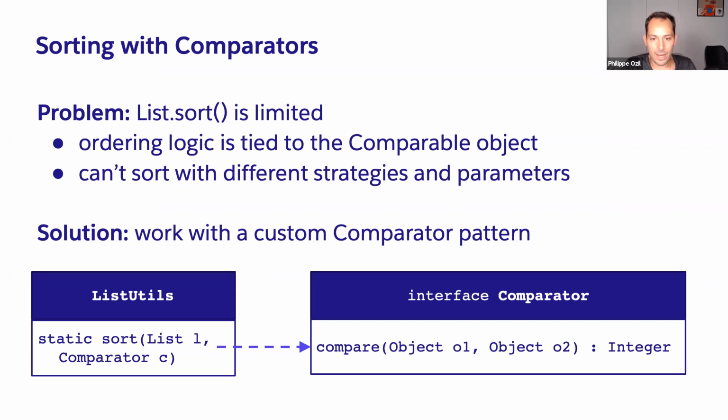It's actually defined not at the list level, but at the object level, whether it is an account or a string. And so you cannot really change your strategy. It's tied to the object that you're sorting. There's no way to pass parameters or to change it. So if you want to sort the same objects, but in different ways, you're stuck because there's only one possible way of sorting. With comparators, this is a workaround. You can actually sort with different strategies and parameters.